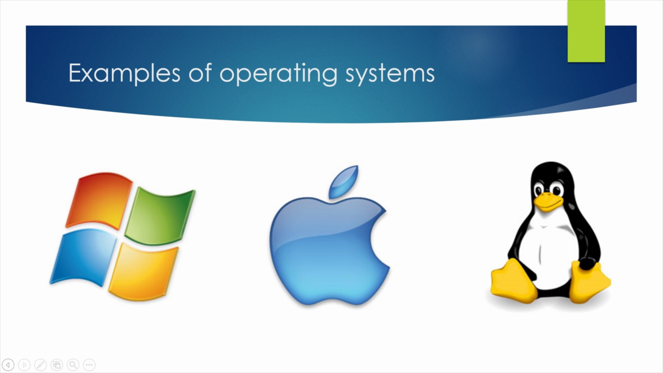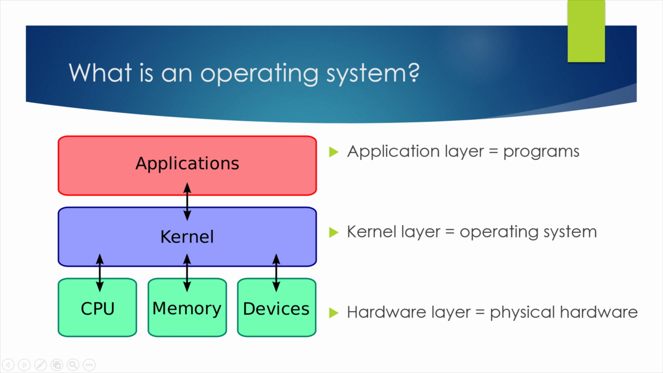Today I'm going to talk a little bit about what an operating system is. So first I'm going to show you some examples of an operating system. So here we have Windows, Mac OS, and Linux. These are all operating systems that are currently in use. So what is an operating system?